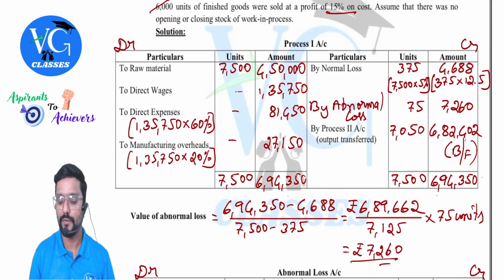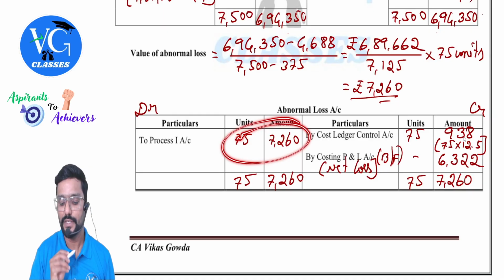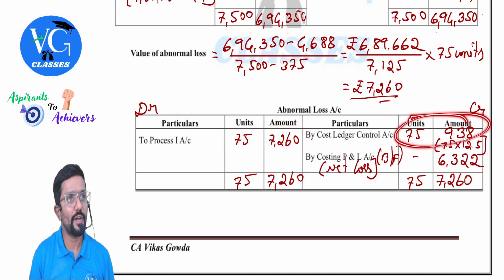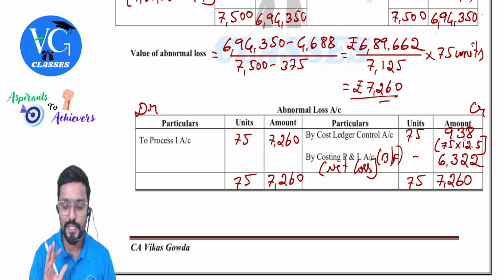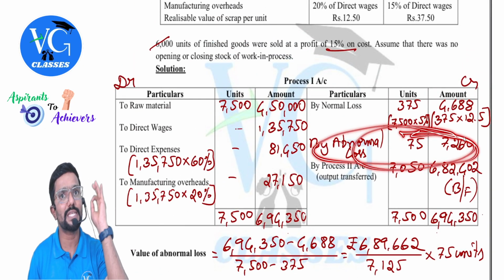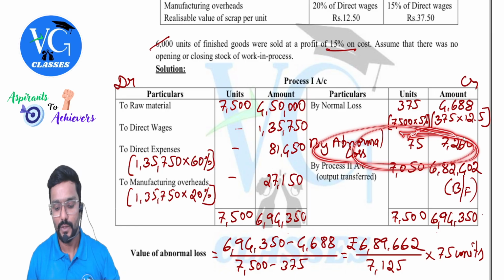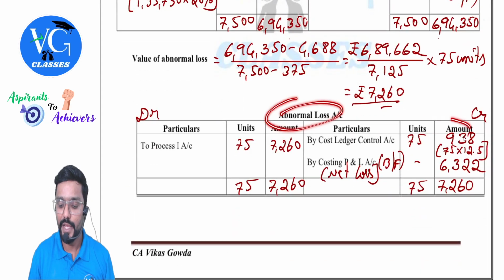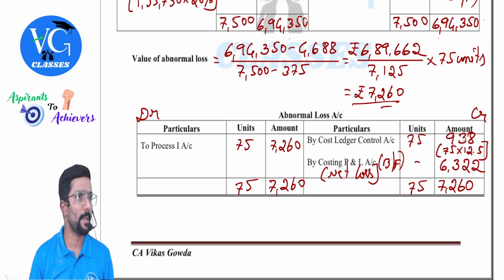So abnormal loss, you can see whatever I have transferred here, I will receive it first. Then we will receive the scrap value for abnormal loss units. Then the remaining we will transfer to costing P&L account, which I call net loss. Net loss. Guys, please don't straight away transfer from here to costing P&L account, because here we don't record the scrap value of abnormal loss units. Clear? So please transfer it to abnormal loss. There you record the scrap value and from there you transfer it to costing P&L.